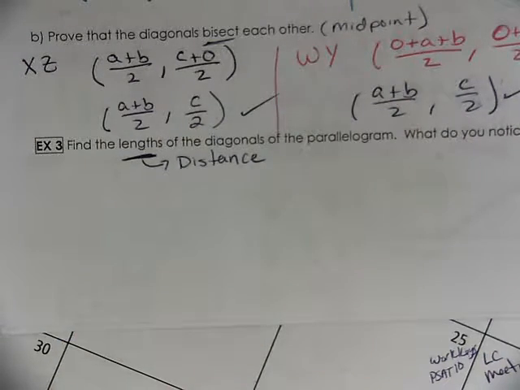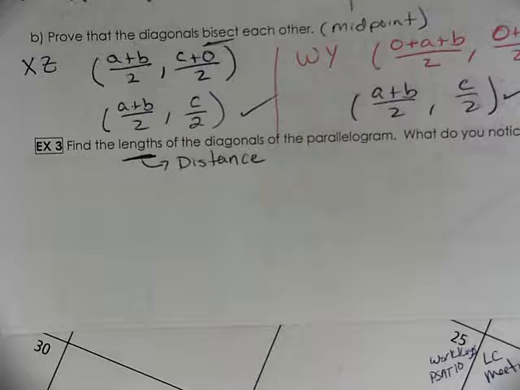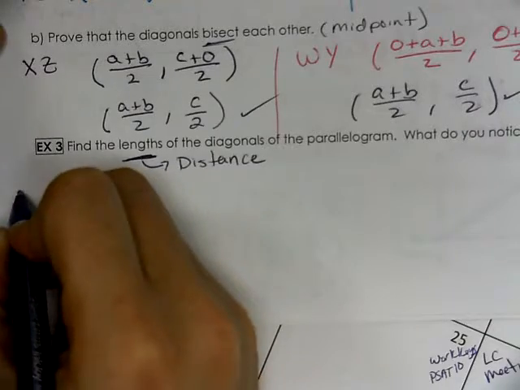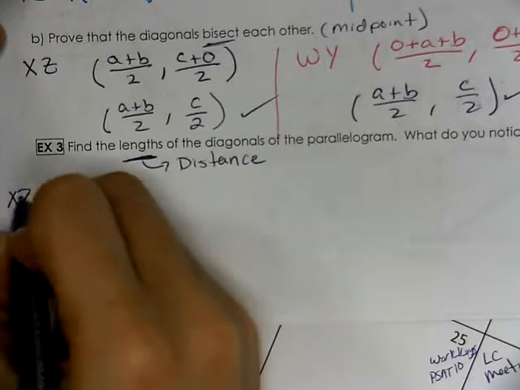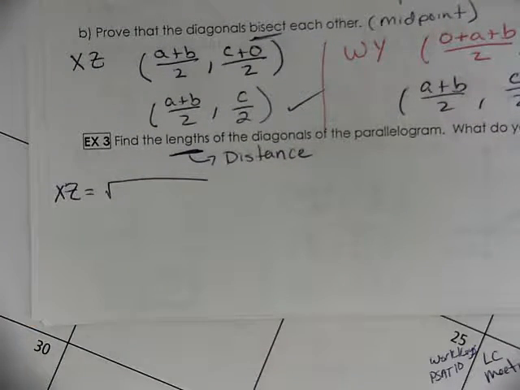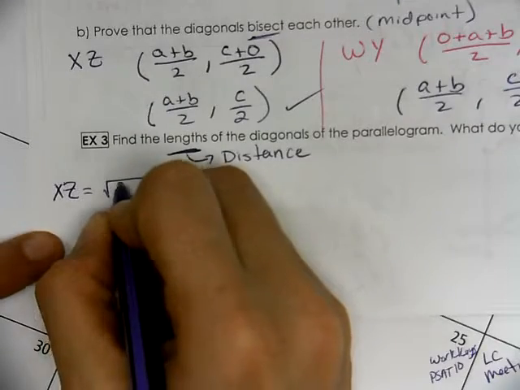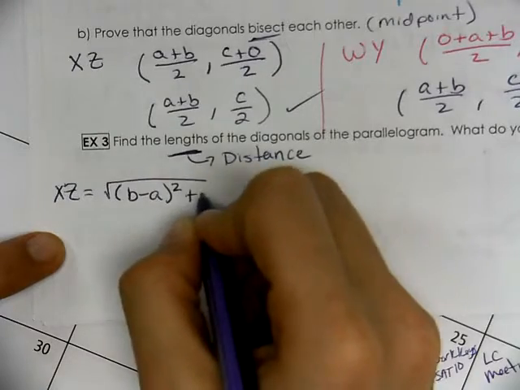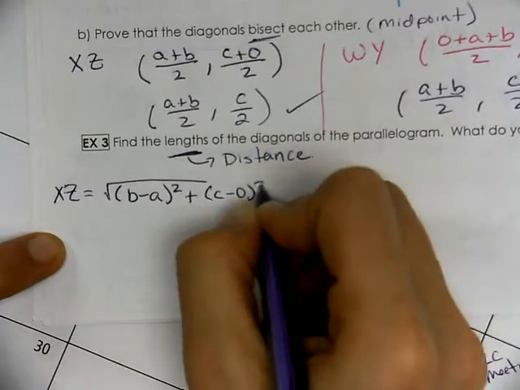Distance. Right? And the only time you're going to use slope is when you want to look for parallel or perpendicular. It's the only time you use slope. Okay. So, diagonals. Let's stick with XZ first. So, x2 minus x1. B minus a squared plus c minus 0 squared.